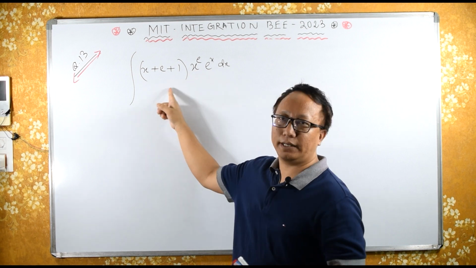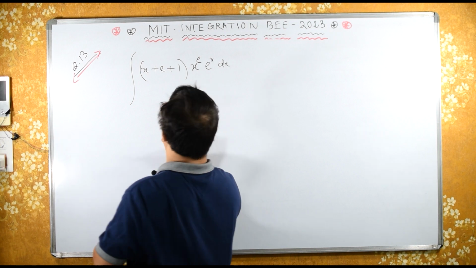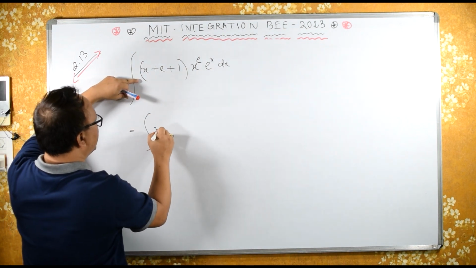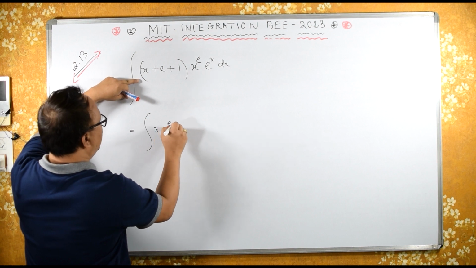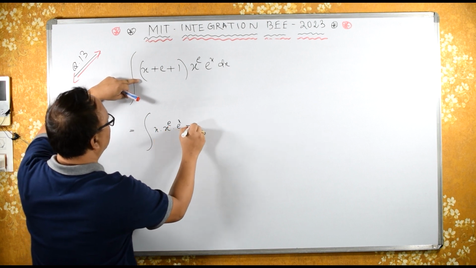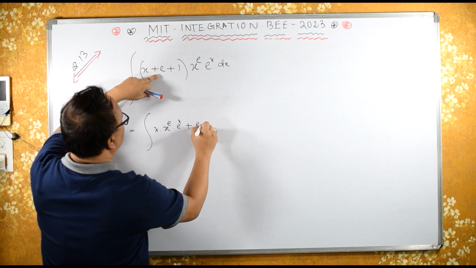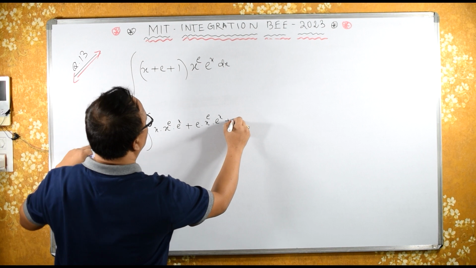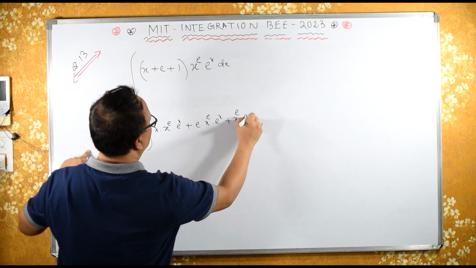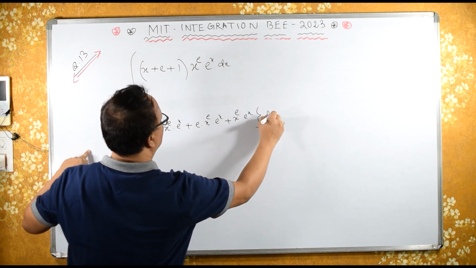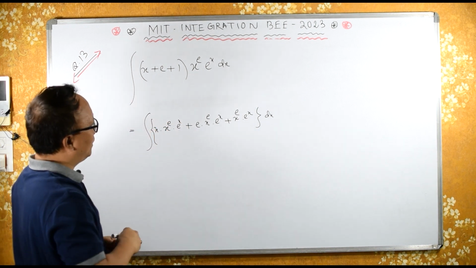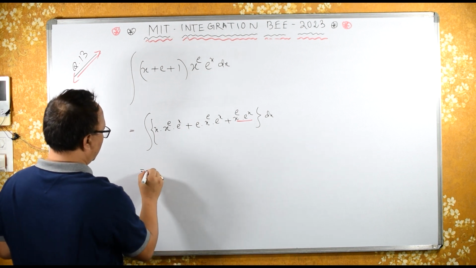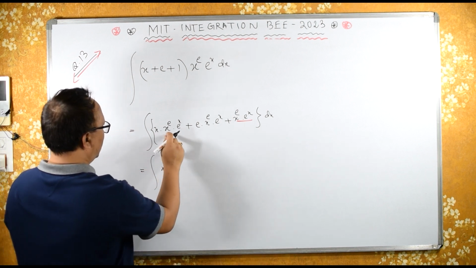Let's send inside and let's see how it works. If I send inside, then the integral of x into x raised to e into e raised to x plus e into x raised to e into e raised to x plus x raised to e into e raised to x dx. Now let's take this common. So the integral is x in this plus this is what?